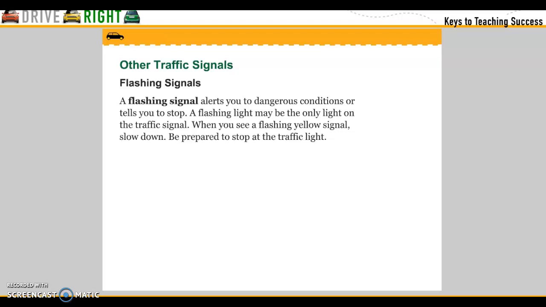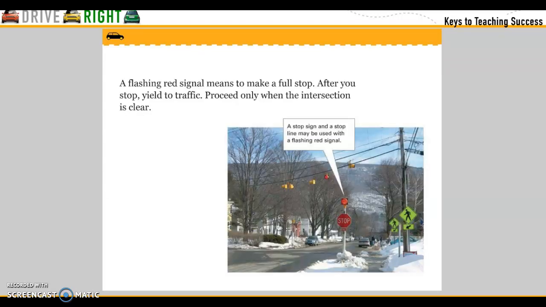A flashing light may be the only light on the traffic signal. When you see a flashing yellow signal, slow down. Be prepared to stop at the traffic light. A flashing red light means to make a full stop. After you stop, yield to traffic. Proceed only when the intersection is clear.